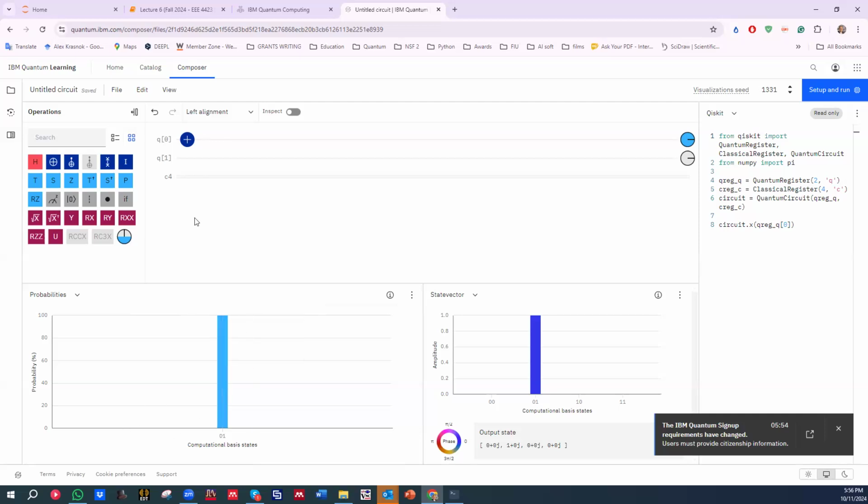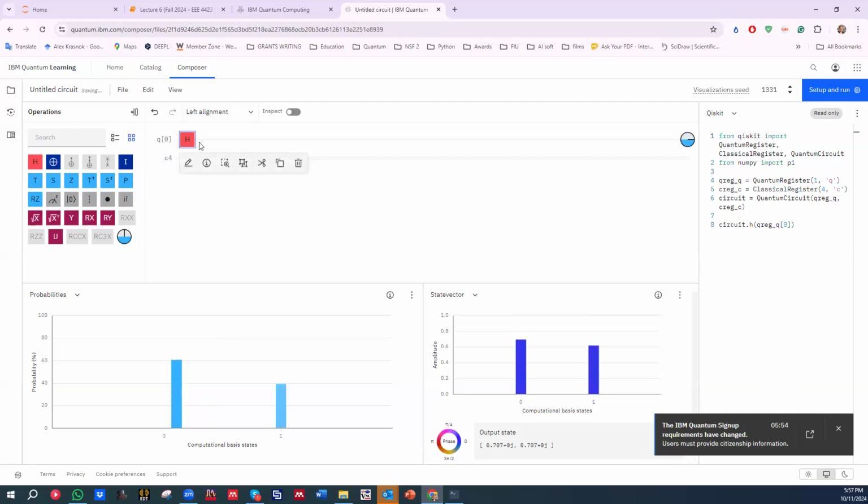So starting from state 0, 0, because I have 2 qubits. Now it's 1 qubit. If I apply the X gate, it flips my qubit from state 0 to state 1. If I apply the Hadamard gate, it will create the superposition of state 0 and state 1. And this amplitude represents the probability, which is the probability amplitude squared.